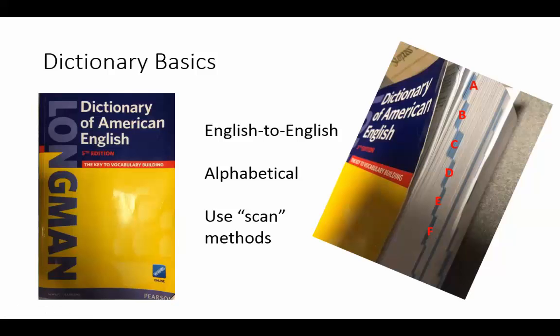So when you use the dictionary, you'll want to use scanning methods, and we'll talk about different methods of reading for different purposes. For example, skimming, scanning, and then reading in depth or reading for detail. But when you come to a dictionary, you're almost always going to scan. You're looking for one specific piece of information. Usually you're looking for the definition of one word, and you'll use scanning to do that.